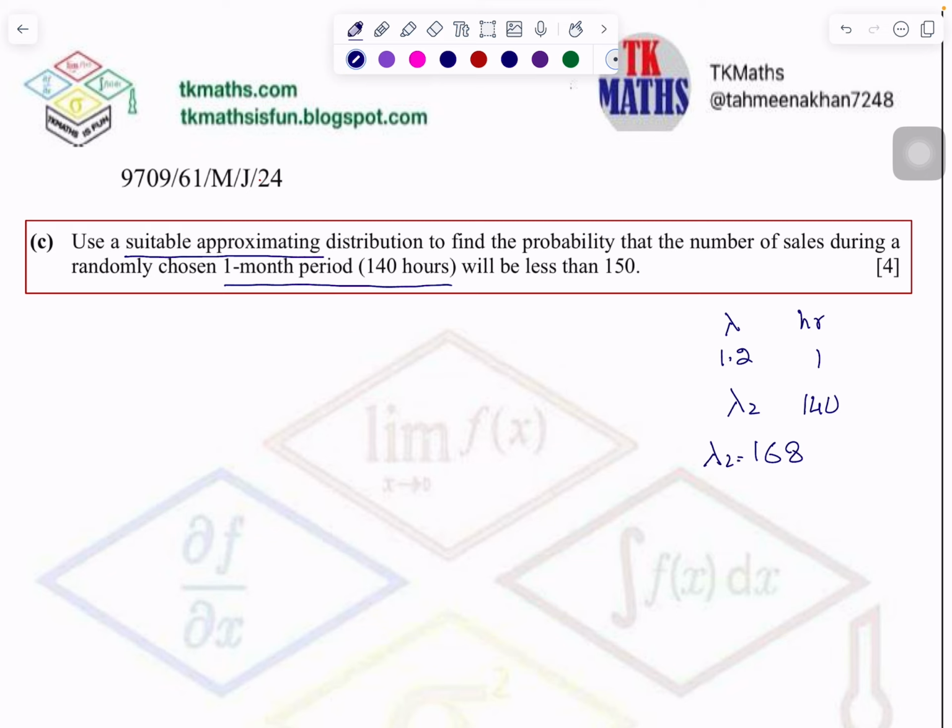So you can write here, since lambda is equal to 168, which is greater than 15, we can apply normal approximation, right? You can write here, hence apply normal approximation.